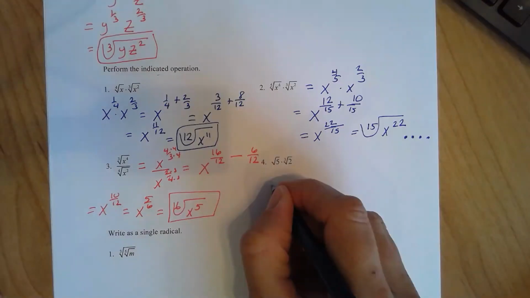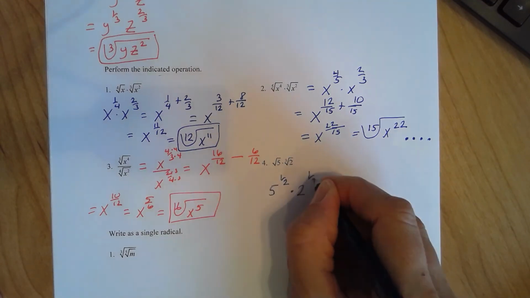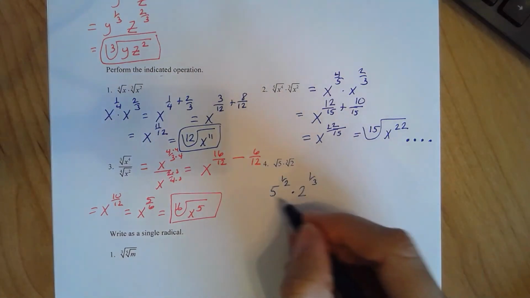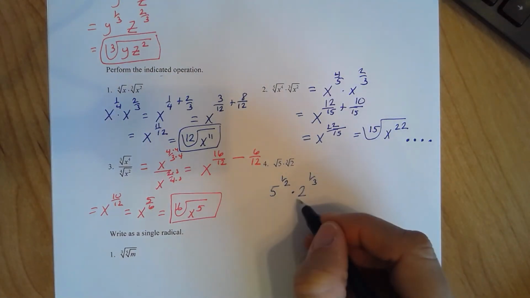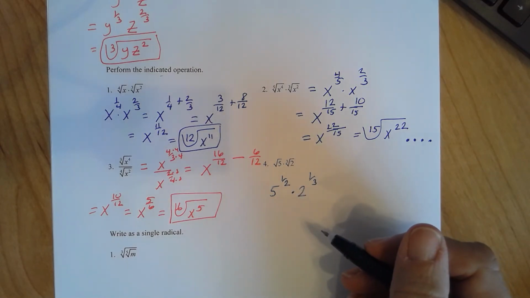So lastly, number 4, we had the square root of... we have to rewrite it in fractional exponents. So 5 to the 1/2 times 2 to the 1/3. What are we going to do there? They don't have the same base. If we don't have the same base, we can't do anything. So we're actually done at this point.